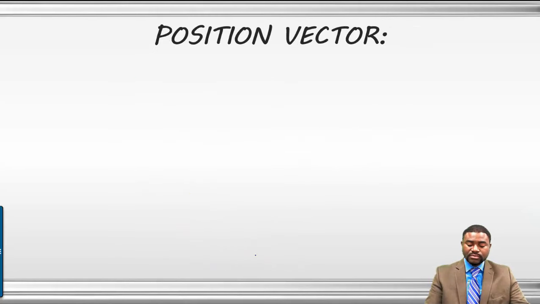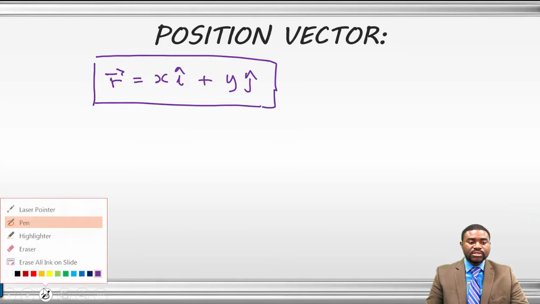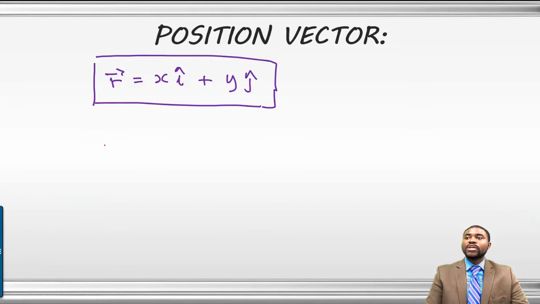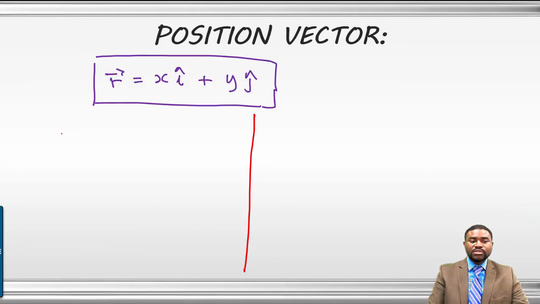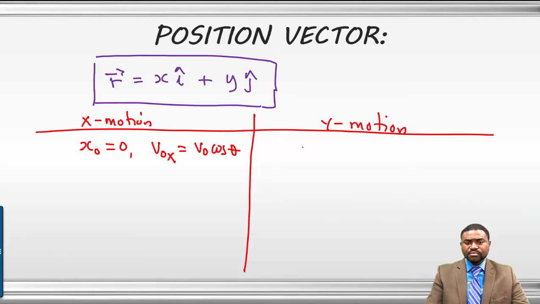Now, let's look at the position vector. The position vector of the projectile is expressed as x i plus y j. You saw this when we started motion in two dimensions. Okay, please look up. I'm going to divide this into two columns. This is the x motion and this is the y motion. Initially, x naught is zero, vox is v naught cosine theta. Initially, y naught is zero, voy is equal to what? V naught sine theta.